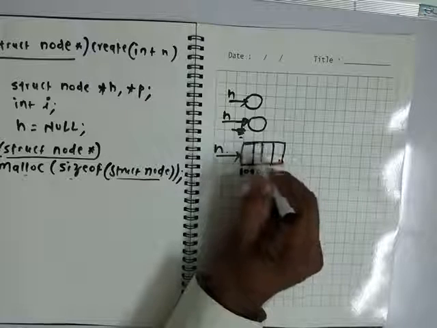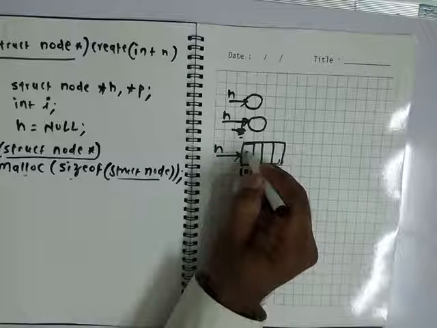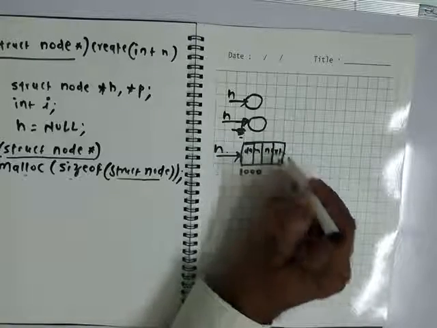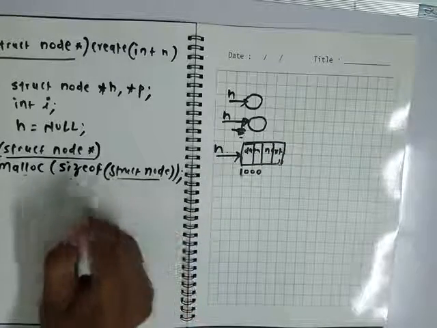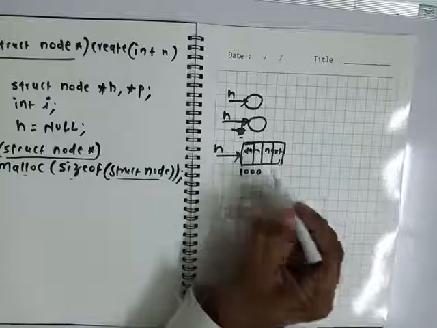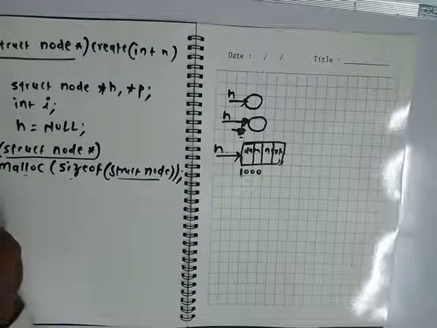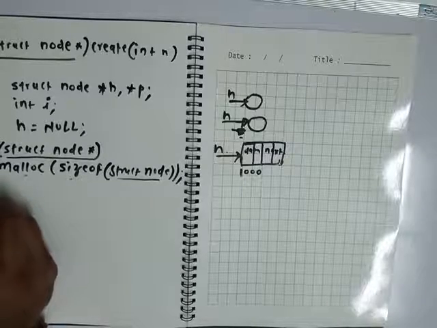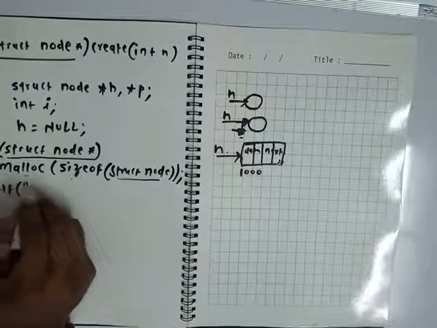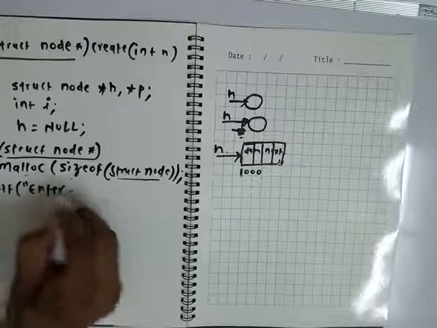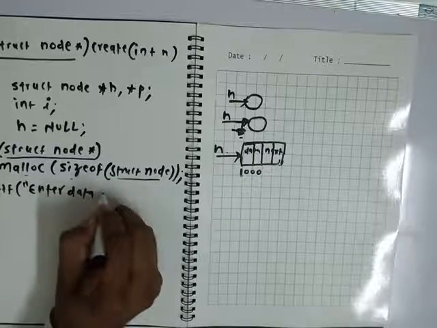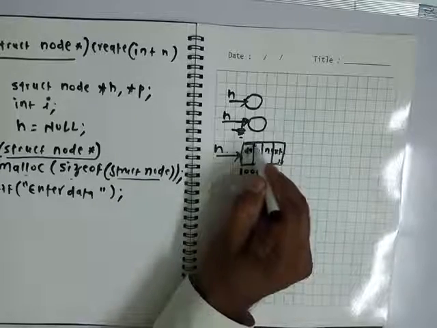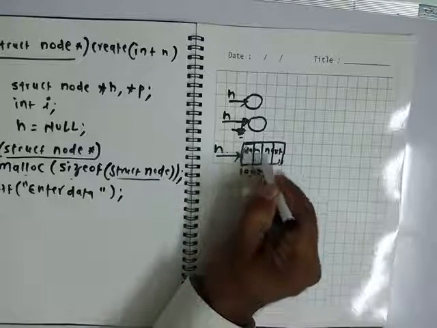The first 2 bytes are called data, and the next 2 bytes are called next, right? Okay, so now I have the node with me. I'll ask the user to enter the data at the first node. So I'll use printf, "enter data". So the user will enter data, and that data has to go in this part.